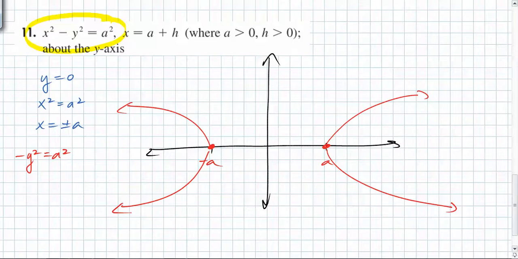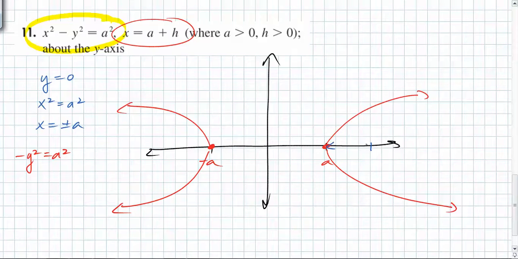X equals this right here. What kind of line is that? A and H are constants. What is x equal to a constant? It's a vertical line. It's a vertical line at what value? A plus H. Where is A plus H in relation to A? How much further? You know exactly where it is. It's H further, right?